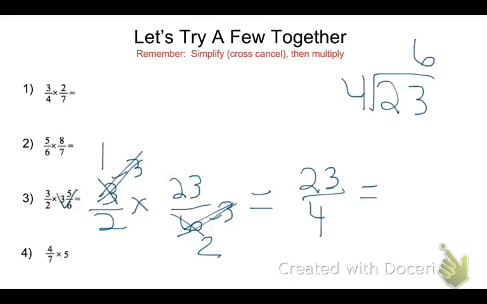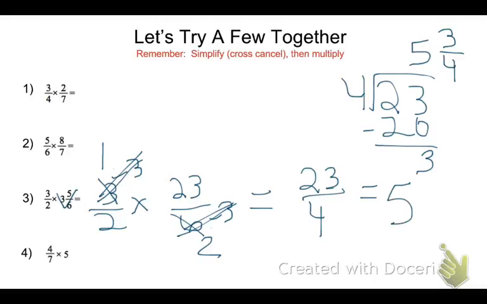4 times 6, whoops, sorry, that's too big. Let's try that again. 4 times 5 is 20. 23 minus 20 is 3. That becomes my numerator, and that's my denominator. So my final answer is 5 and 3/4. That is a simplified answer.